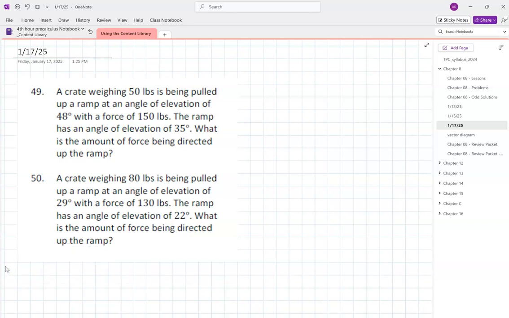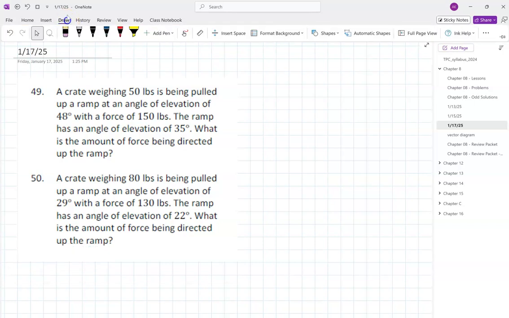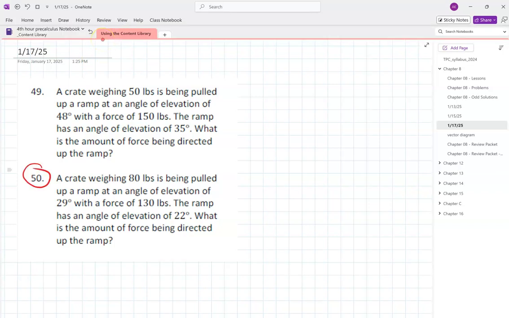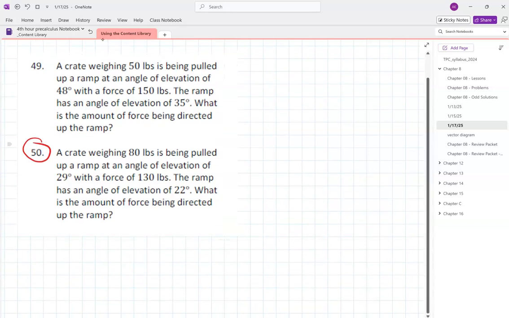Let's do 50 together. They're basically the same problem, right? So when I read this, I see a crate weighing 80 pounds is being pulled up a ramp at an angle of elevation of 29 degrees with a force of 130 pounds. And the ramp has an angle of elevation of 22 degrees. And we're asked, what is the amount of force being directed up the ramp?